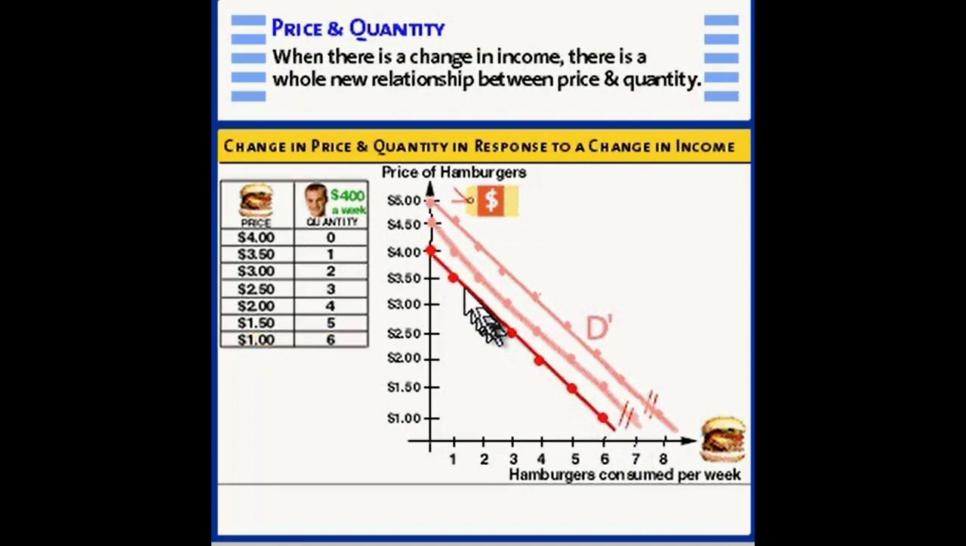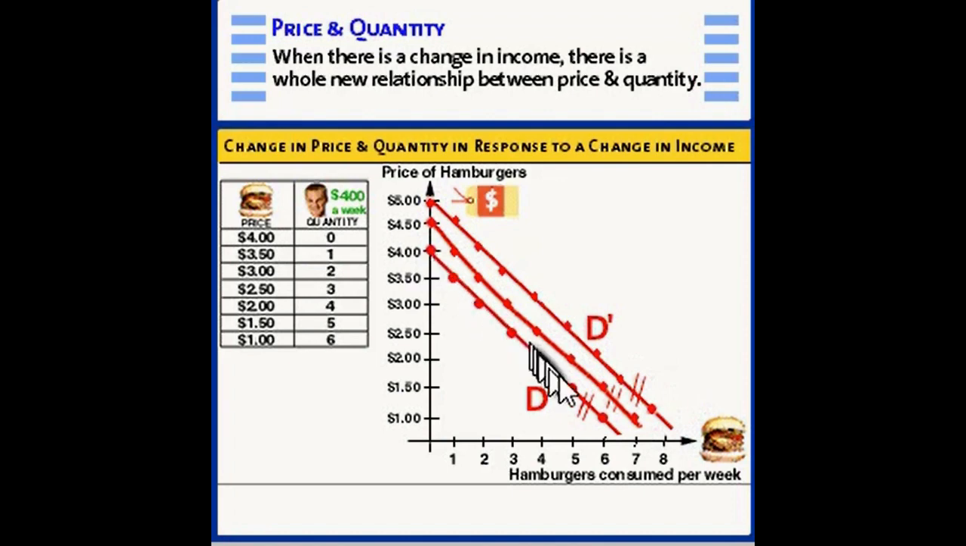And when I do, I get a new demand curve. And this one we could represent by D double prime. Again, the primes just remind us we have a new relationship or a new set of points. And again, it's going to have the same slope. All three of these lines are parallel. One of them represents Bob's behavior when income is high. One represents Bob's behavior when income is in the middle, $500. And finally, the third represents Bob's behavior when income is low.